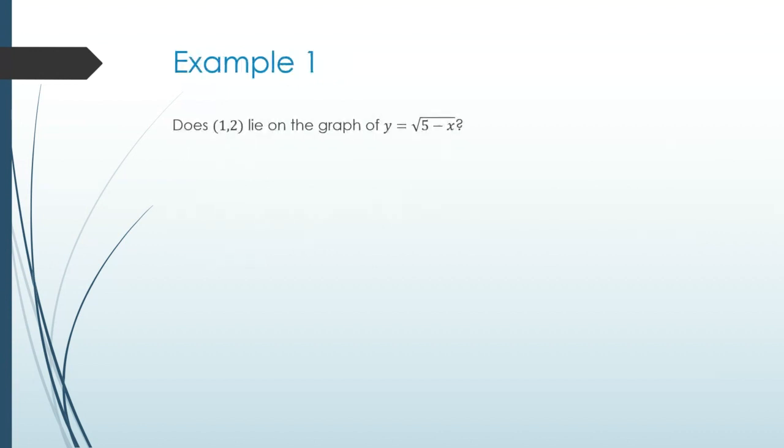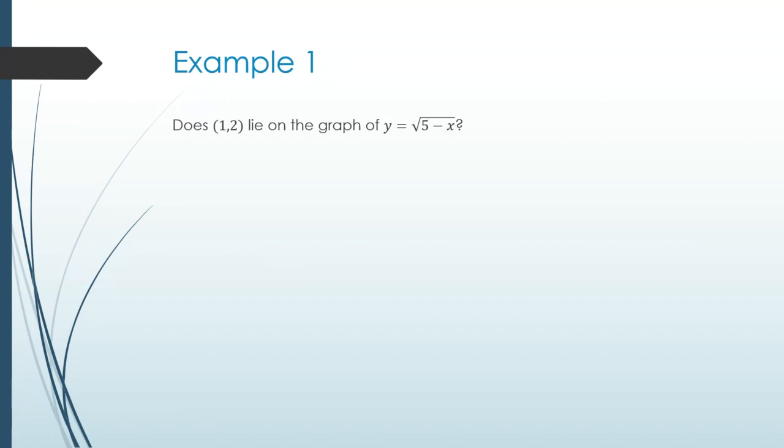So I'm going to just start with, does (1, 2) lie on the graph of y equals the square root of 5 minus x? Asking if it lies on the graph is the same thing as asking if it is a solution. So what you do is you plug in your ordered pair, and then you see if the left side is equal to the right side.